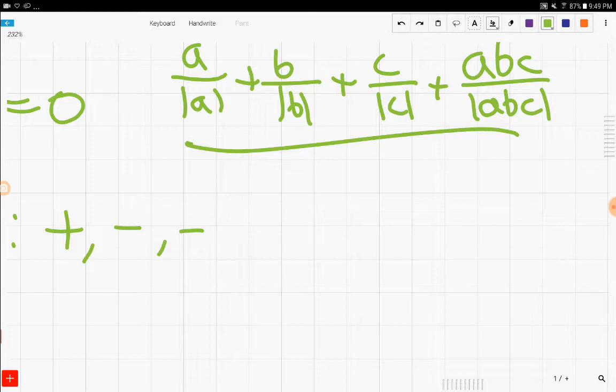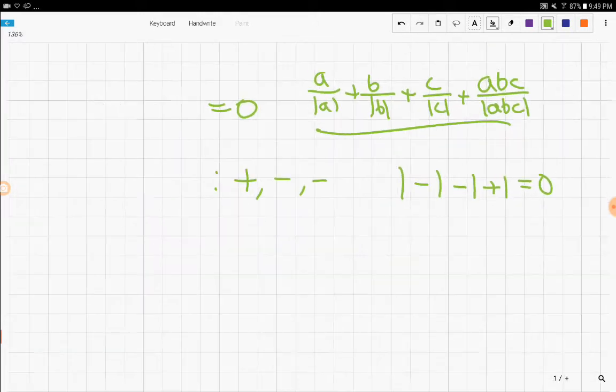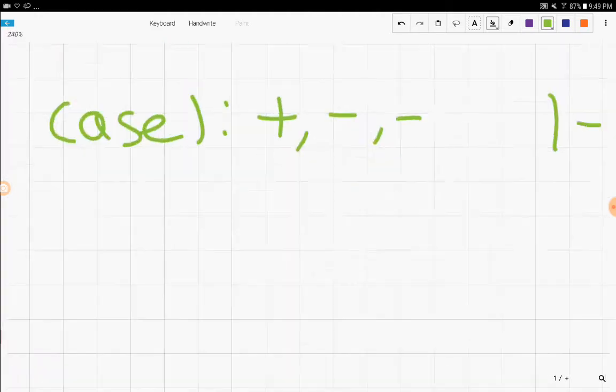So solving, we get, since A over A is just 1, plus negative over a positive, which makes this -1, and another negative over a positive, -1, and then multiplying them all together, plus times a minus times a minus is positive, so we get +1. And that is equal to 0. So case 1, we see that we get 0.